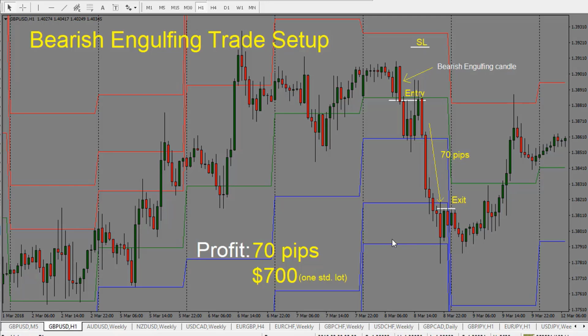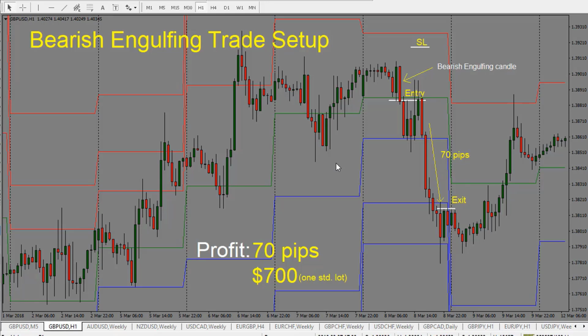Once we get into our S3 level here, we see that we also have a bullish engulfing candlestick. So this is a reversal pattern in the opposite direction. So it's a good time for us to exit the trade. From entry to exit here, we get 70 pips in our trade.